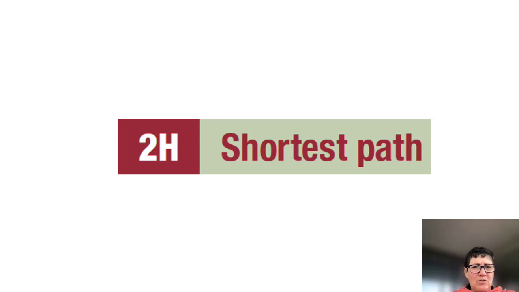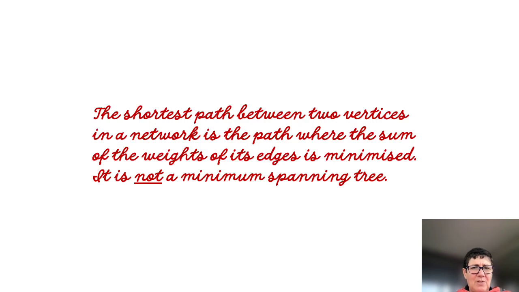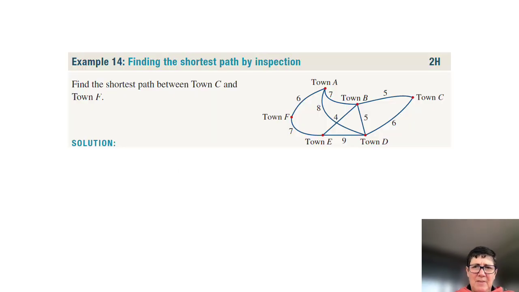Today's lesson is going to be on shortest paths, okay? So it's nothing tricky. The shortest path between two vertices is the path where the sum of the weights of its edges is minimised. If you're adding up the numbers on the weighted edges, it's the smallest number you get, okay? It's not a minimum spanning tree. For some reason, people get that confused. So it's just the lowest adding of the weights.